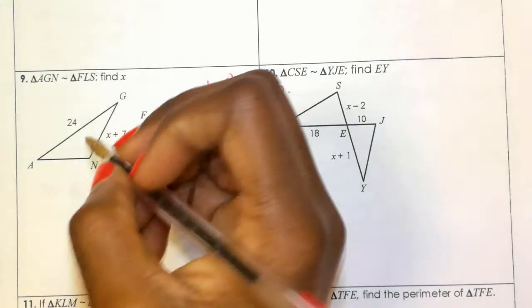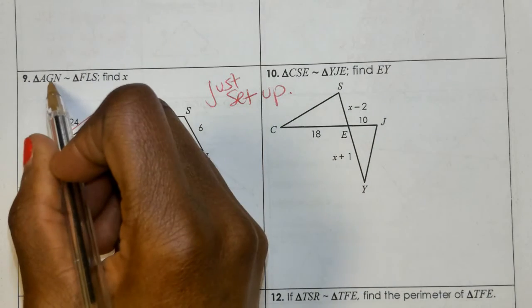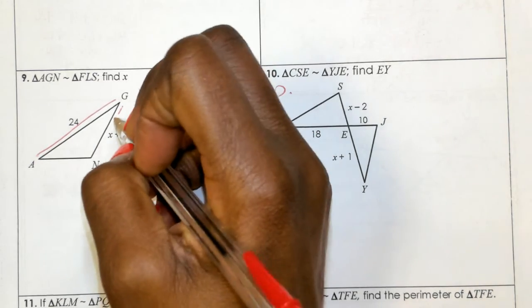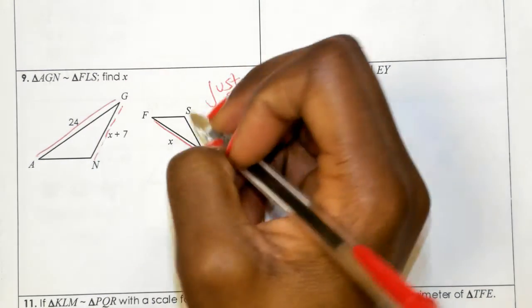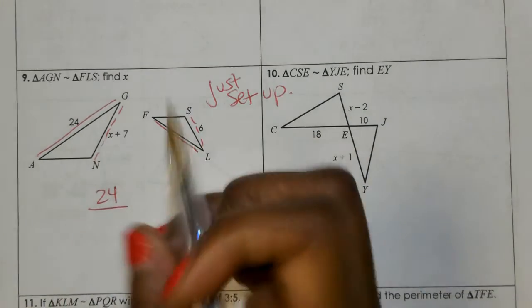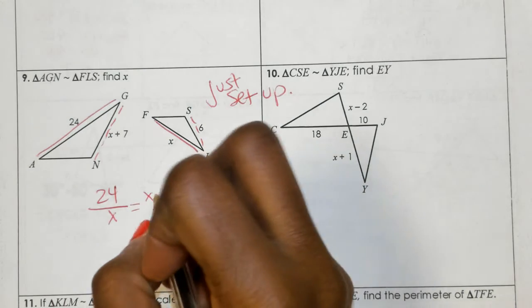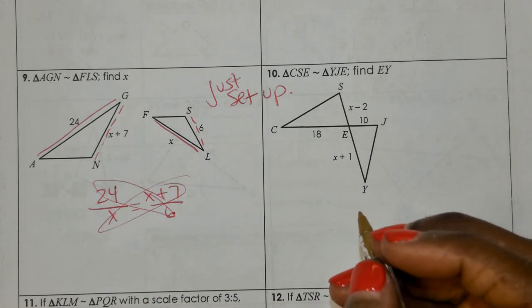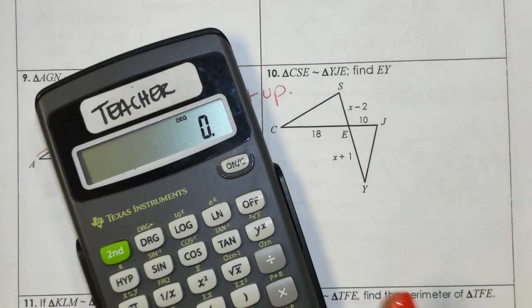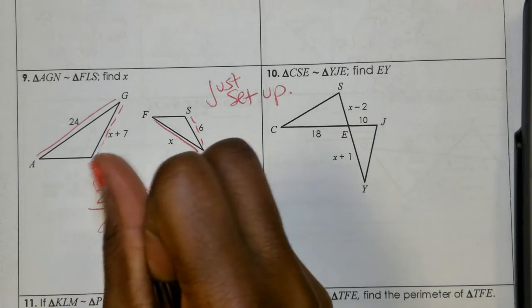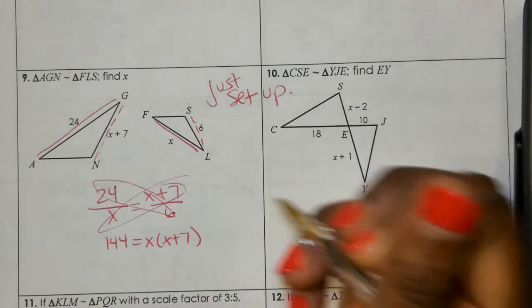So AG is written first and second. It matches up with FL. And then GN is going to have to go with LS. So 24 over X equals x plus 7 over 6. So when you cross multiply this, you get 24 times 6, I should probably know that, 144, equals x times x plus 7.